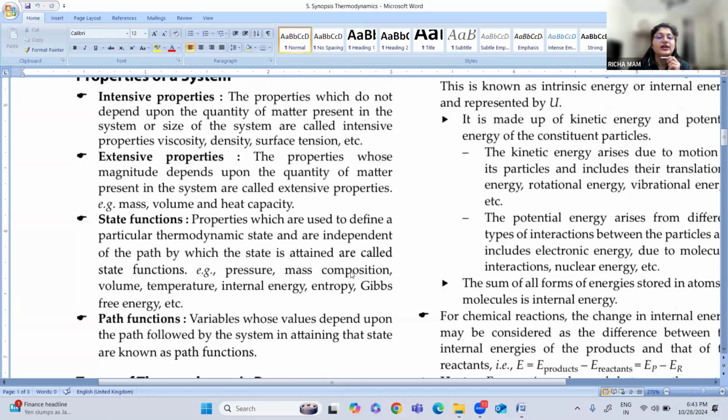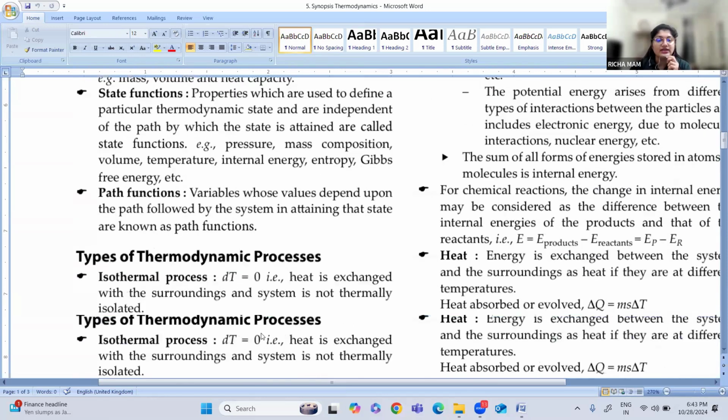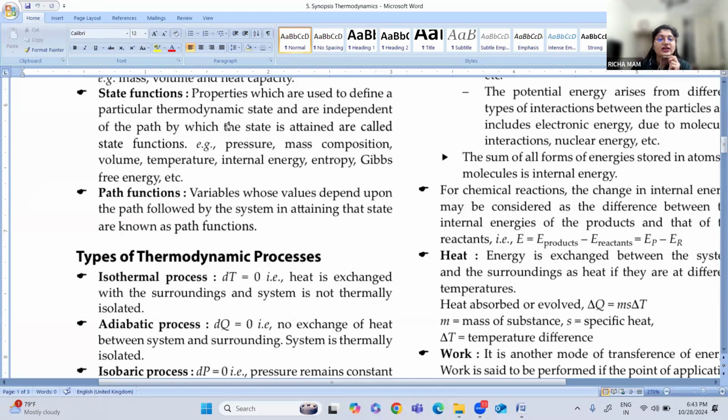These are different state functions which describe the particular thermodynamic state, and these are independent of the path. Then what are the path functions? These are the variables whose values depend upon the path followed by the system in attaining that state. So these are the different definitions.